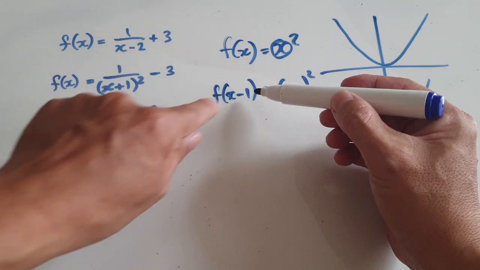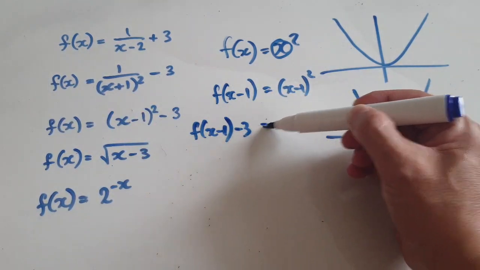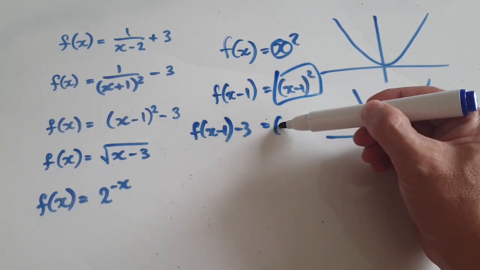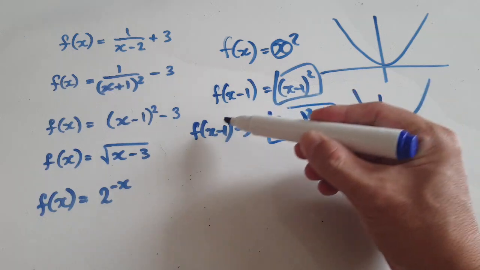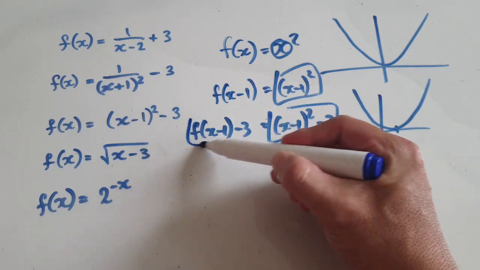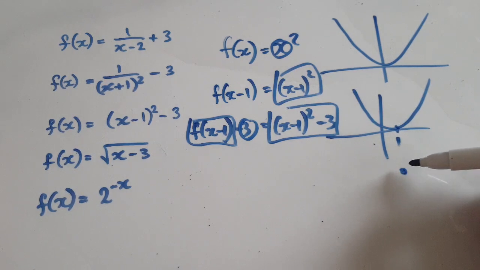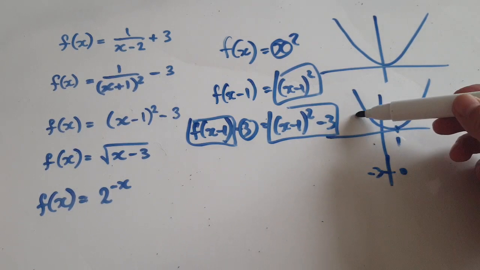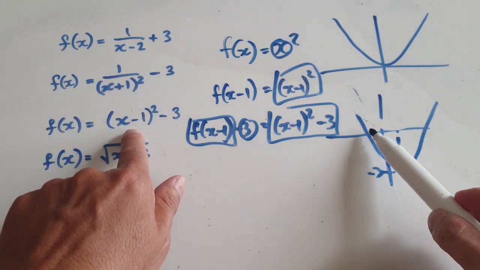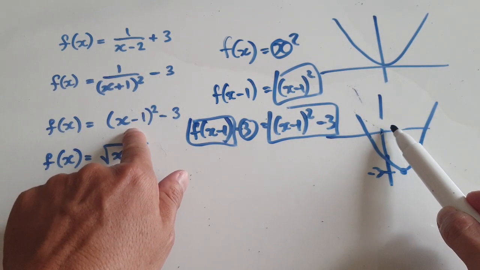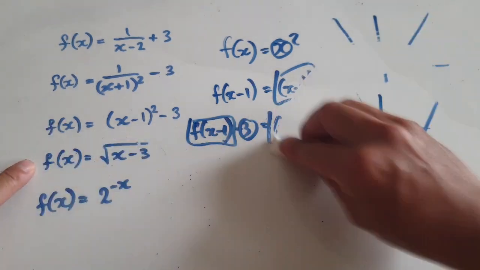Drag it down by 3. So take the previous graph and drag it down by 3. We have no idea what this looks like, but this transformation we do understand. It was the previous graph, drag it down by 3, so now it's negative 3. Now the graph looks like this. So you can sketch it easily by just knowing that you drag it across by 1 and then drag it down by 3.